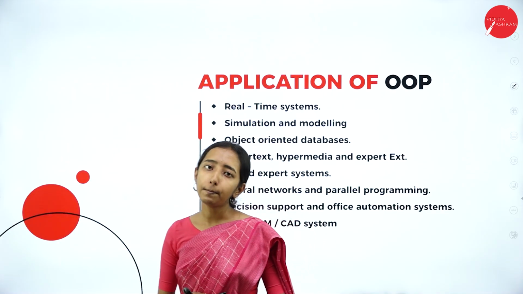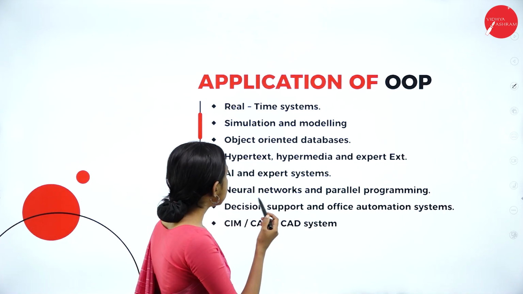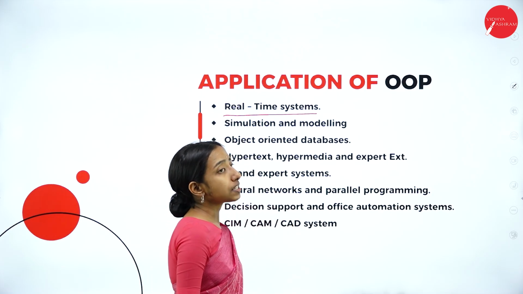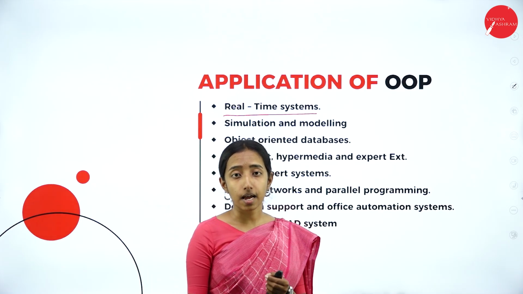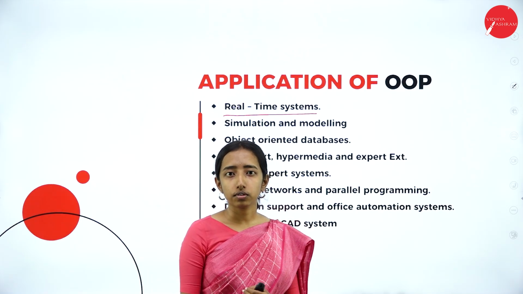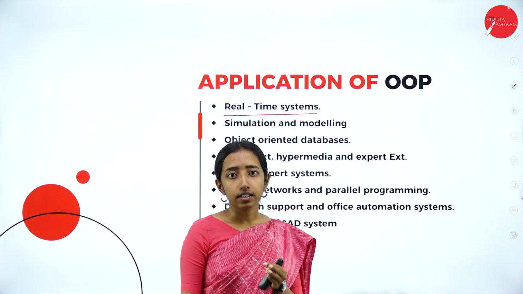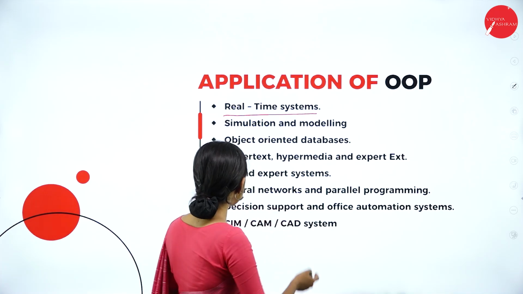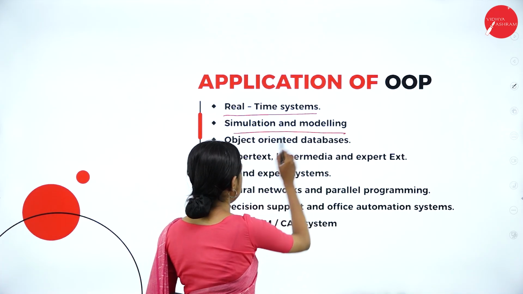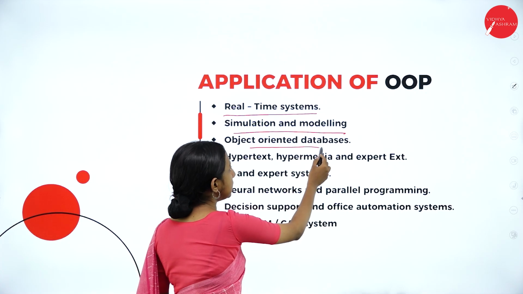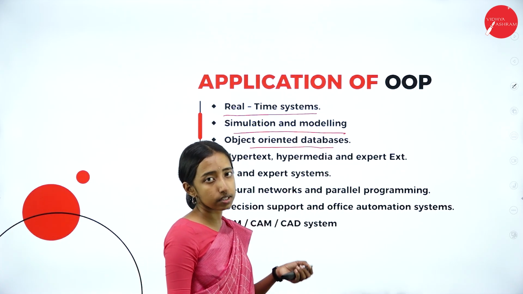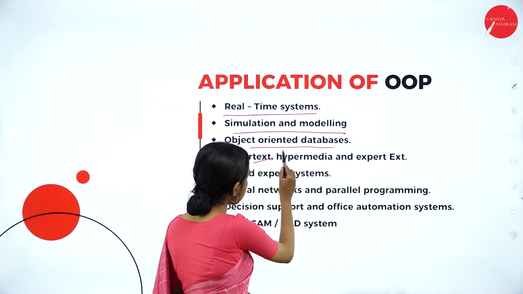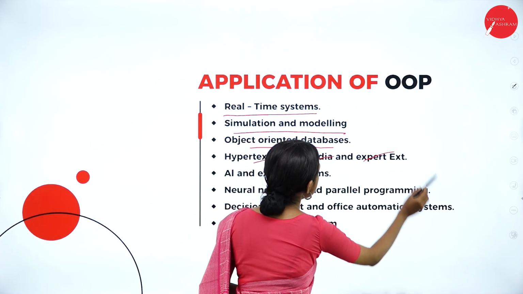Next, we have applications of OOPS. First, real-time systems. OOPS can be seen in real-time systems, for example ticket booking at the airport or in the railway system. There we use the OOPS concept. After that, simulation and modeling. Next, object-oriented databases. We use OOPS in object-oriented databases. Next, hypertext, hypermedia and expert text.